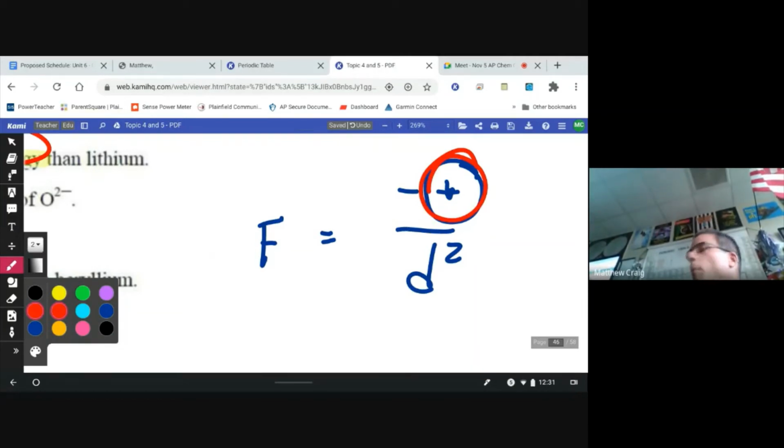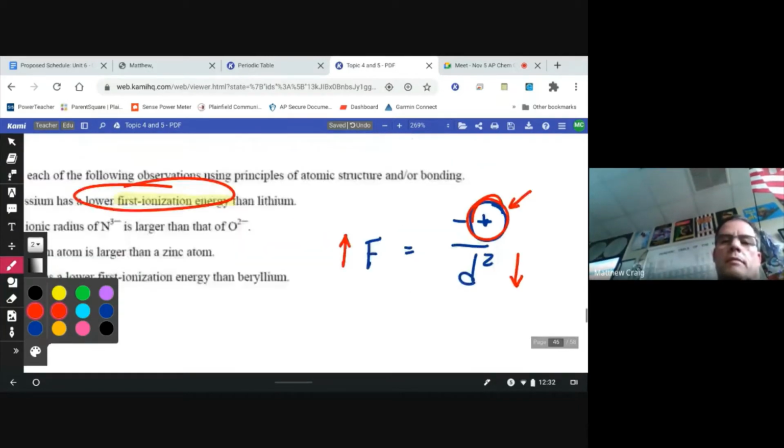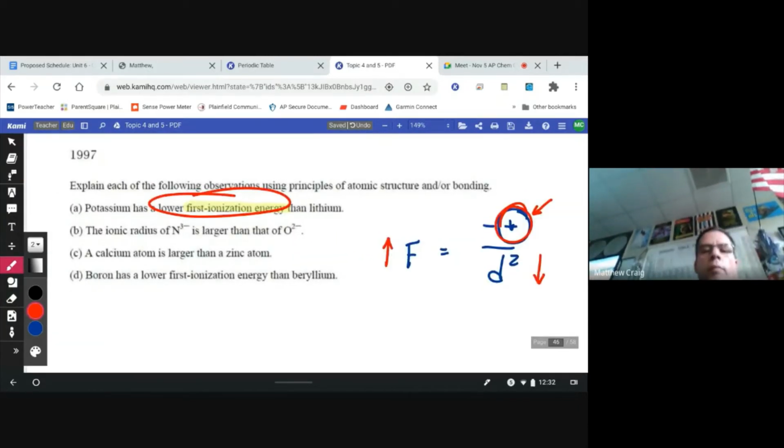So we have more of a positive charge in zinc than we do calcium, yet the core electrons are the same. Therefore, the distance is going to be smaller and the force of attraction is greater. Therefore, the remaining electrons are going to be drawn in more tightly. Okay. So zinc is smaller because, zinc and calcium, same number of core electrons.